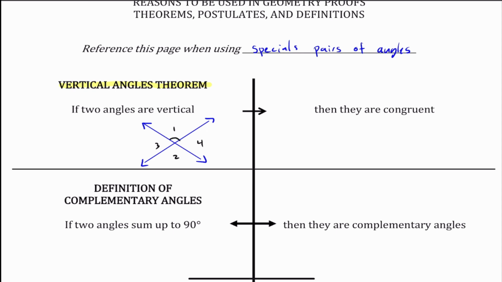Angle 1 is congruent to angle 2, so I'll draw one arc here and one arc there. And angle 3 and angle 4 are congruent to each other, so I draw 2 arcs here and 2 arcs there. So using numbers and symbols, I will say that angle 1 is congruent to angle 2 due to the fact that they are vertical angles. And angle 3 is congruent to angle 4, again, by vertical angles.